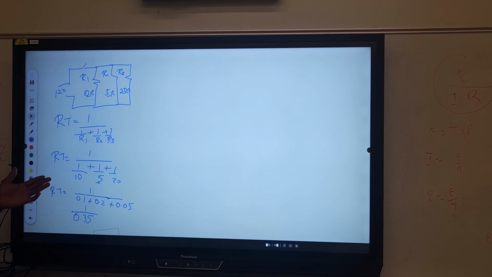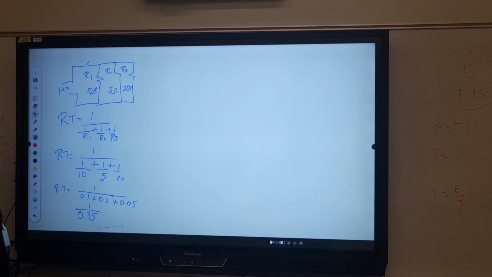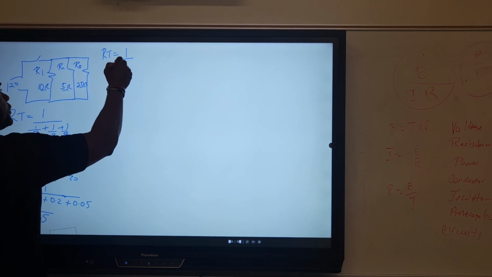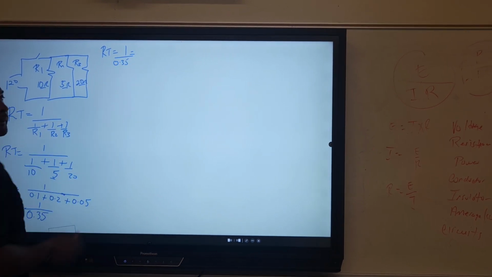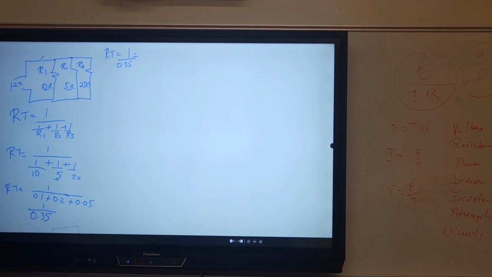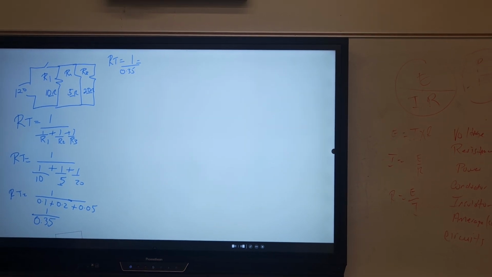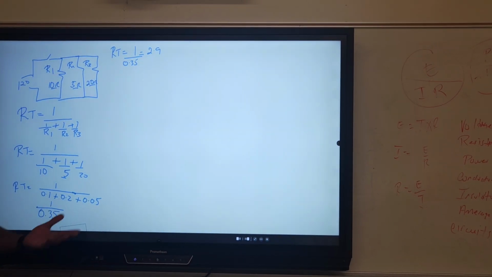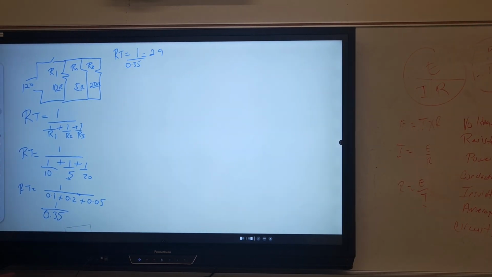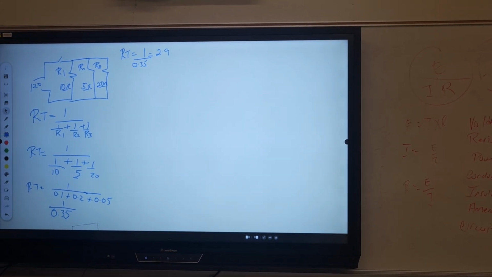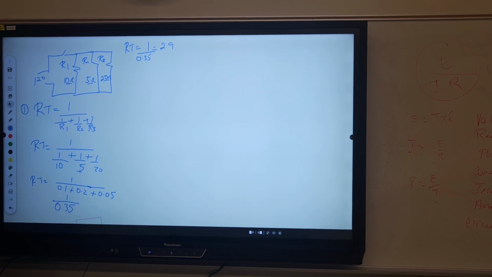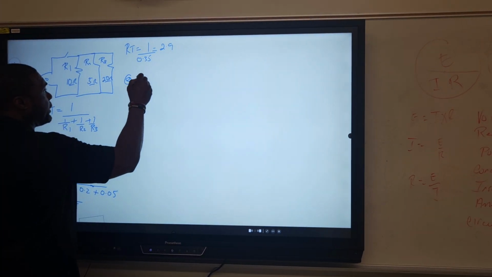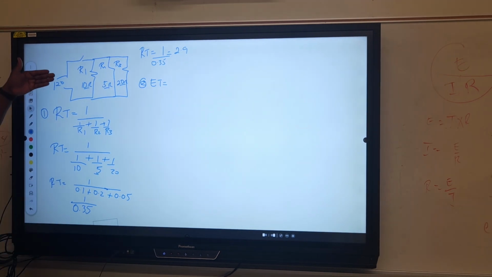Now we have to go 1 divided by 0.35. What's that equal to? So RT is equal to 1 over 0.35, which is equal to what? What's 1 divided by 0.35? 2.9. So we got 2.9. That is my RT. We did all that for the RT. Again, that's step number 1. Okay? Step number 2 is my ET, or my total voltage, and that's 120 volts.